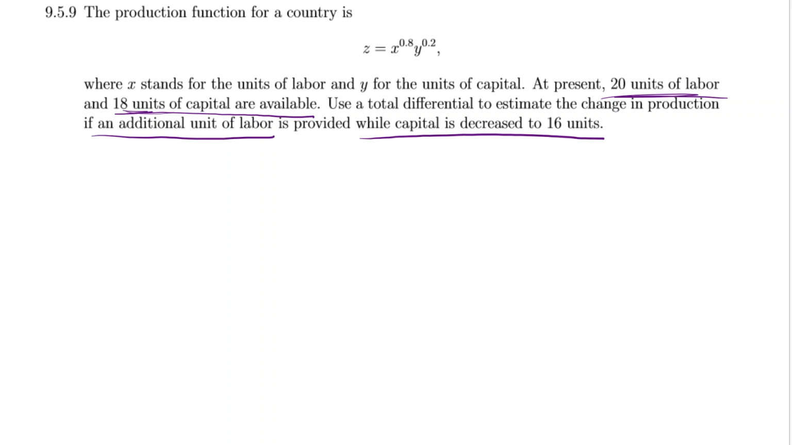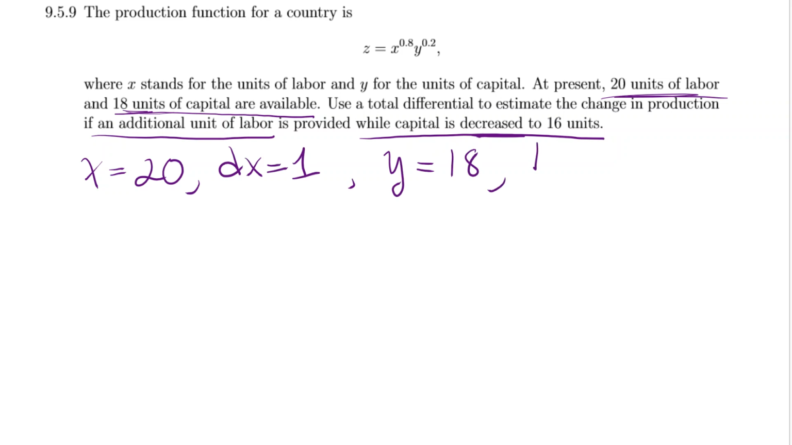decreases to 16 units? And I said increases. Well, this says decreases. Yep. So I want to write out what's happening here so we can keep track of this. So my x is 20, but I'm going to have one additional unit of labor, so my dx is going to be increasing by 1. And then my y is currently 18, but I'm going to decrease it down to 16, so my dy is going to actually be 2. So I'm going down by 2, so it's got to be negative.